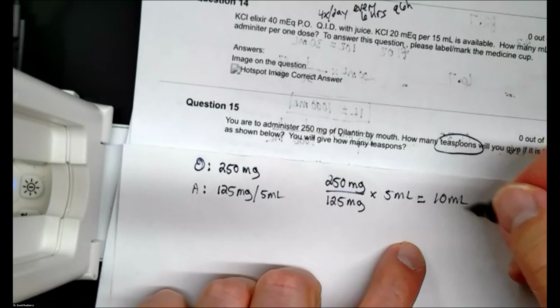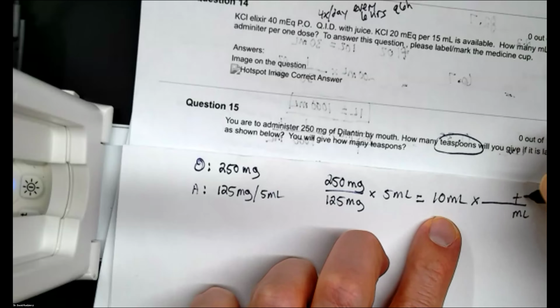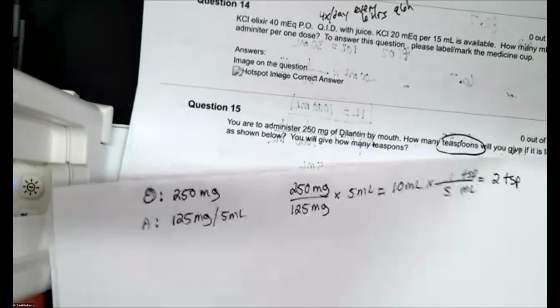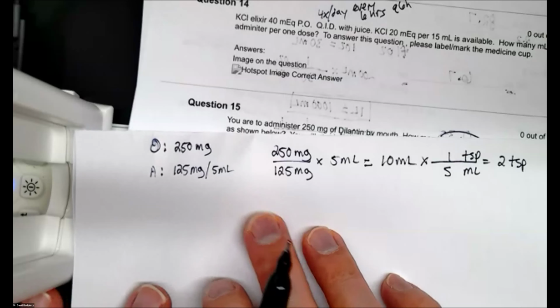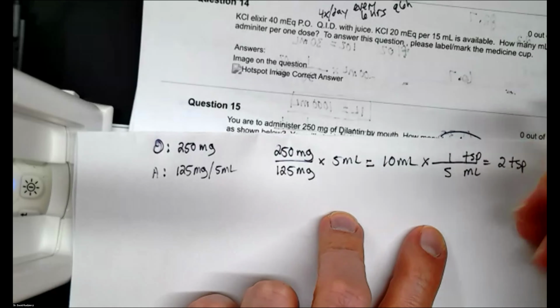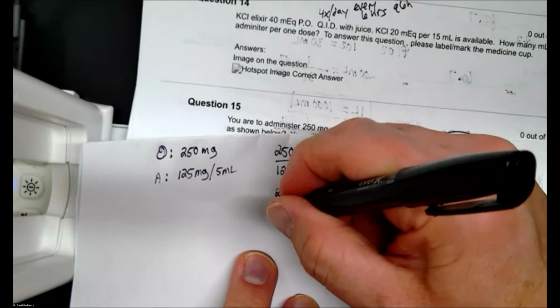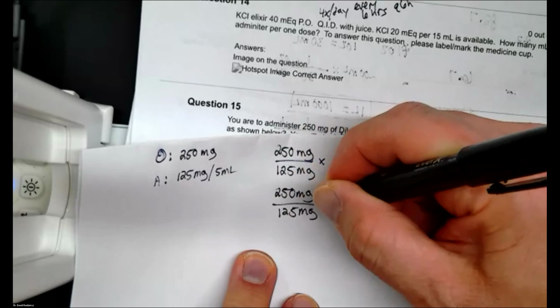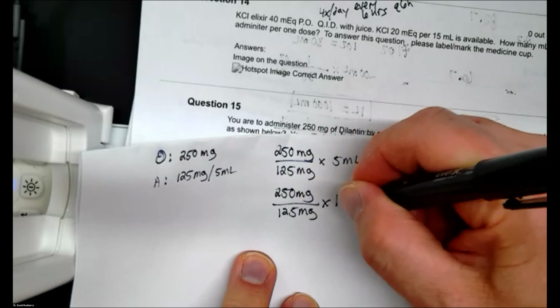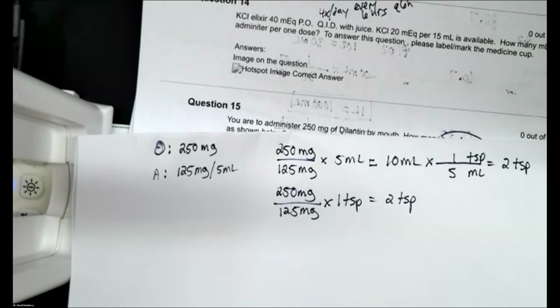So I need to convert 10 ml to teaspoons. And you recall that 1 teaspoon is 5 ml. So my answer would be 2 teaspoons. Now I'm going to show you a little shortcut. Since we know that 5 ml is equal to 1 teaspoon, the other way I could have solved this problem, since I knew I was looking for teaspoons to begin with, is I could just substitute my 5 ml for 1 teaspoon. And when I do that, I get right to my answer.